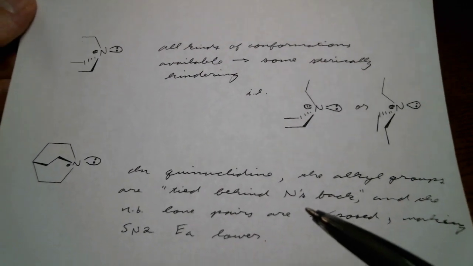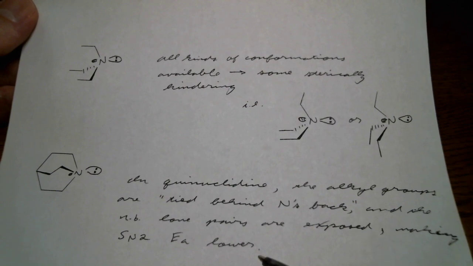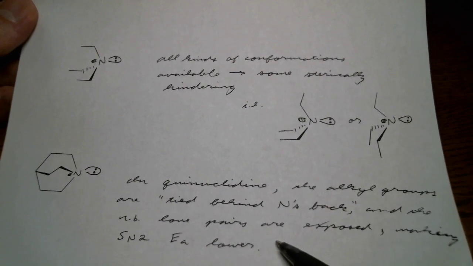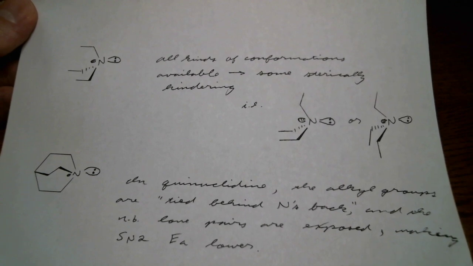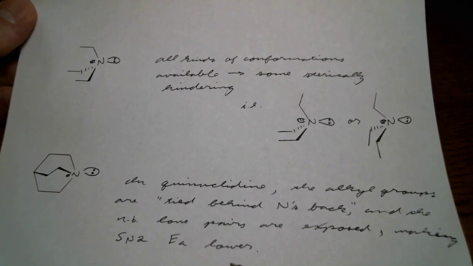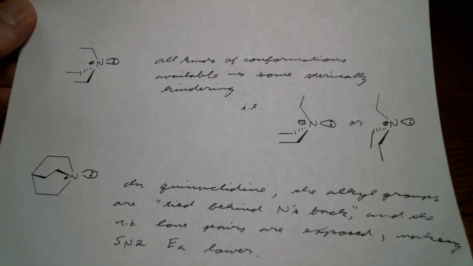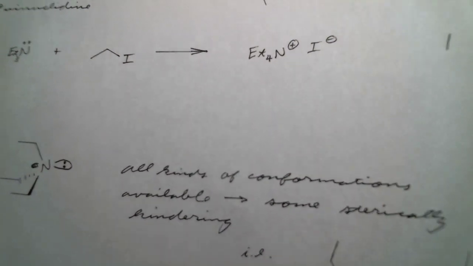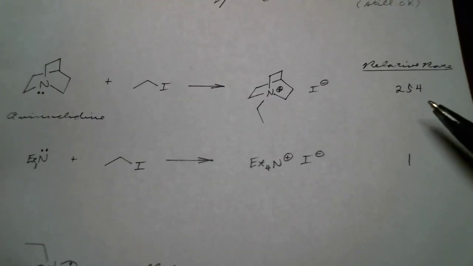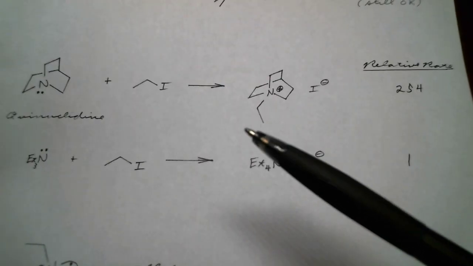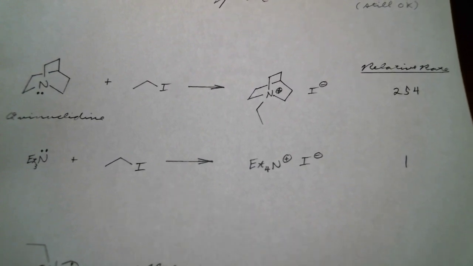So in quinuclidine, the alkyl groups are tied behind nitrogen's back, and the non-bonding lone pairs on the nitrogen are exposed, making that SN2 activation energy lower. If your activation energy is lower, your reaction goes faster, and that's reflected in those relative rates. So as we saw, 254 times faster than triethylamine reacting with ethyl iodide.